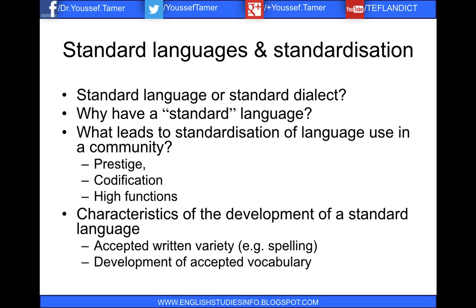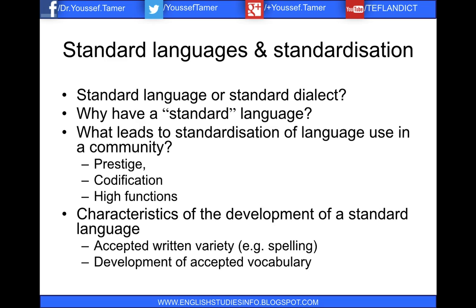And also, the country starts a process whereby it tries to convince all other people or other groups that this is our national language. So the two here you have are related to codification. Accepted written variety, they start using it for writing, for printing books, etc.